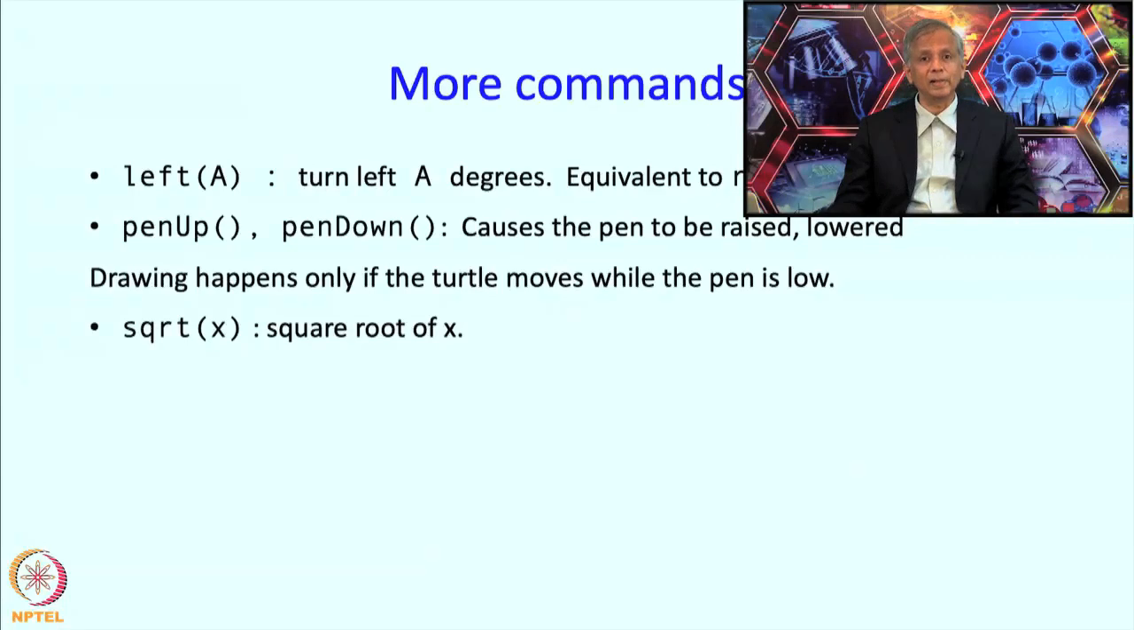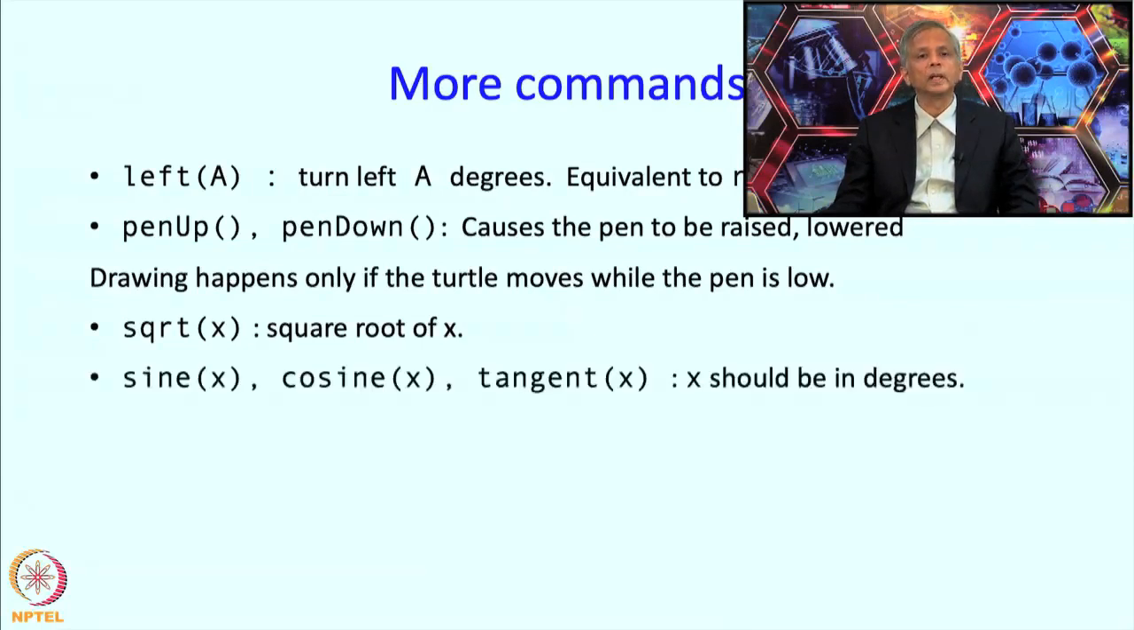You can do mathematical calculations. So for example, you can use the command square root of x. So this is going to cause the square root of x to be computed, and instead of this square root of x, essentially that actual square root will appear, and so then you can use it directly in your calculations. Similarly, you can use sine x, cosine x, tangent x, and so on. Okay? So here x should be in degrees.